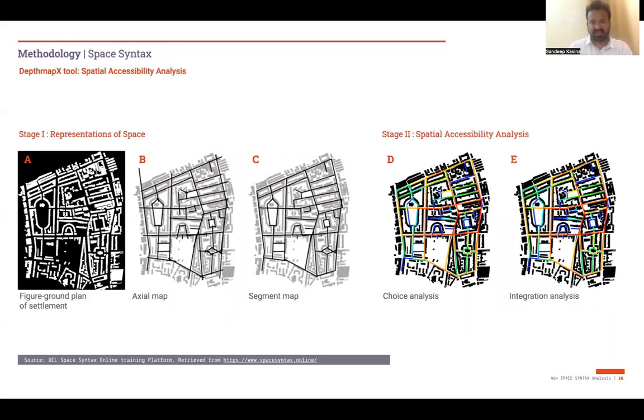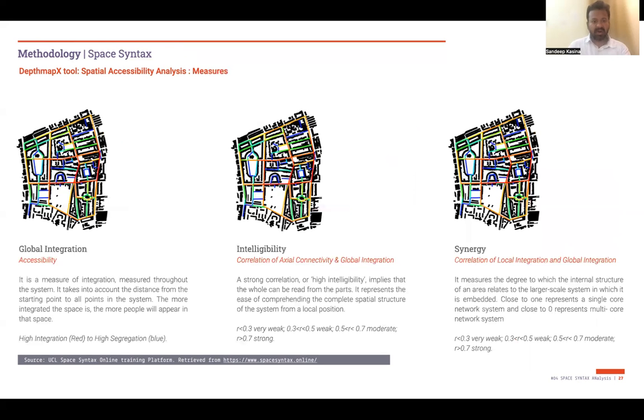This is the basic process of how we start, in two stages: representation of space, and spatial accessibility analysis, which is done through the DepthmapX tool. The three important measures that we are going to study in these layouts are global integration, which is the accessibility; intelligibility, which represents the ease of comprehending the complete spatial structure of a system from a local position; and synergy, which represents the difference between a single-core system and a multi-core network system.